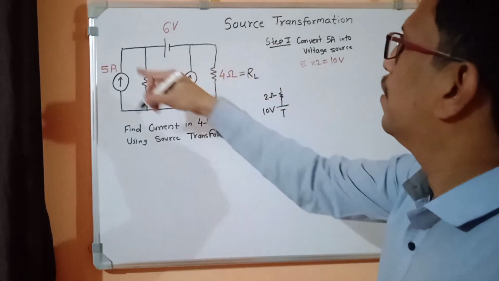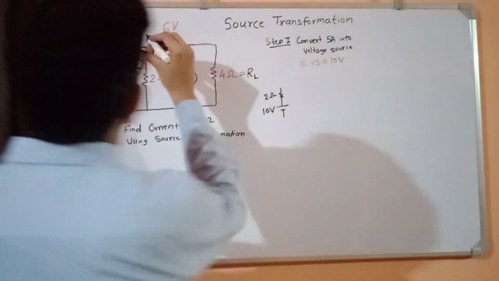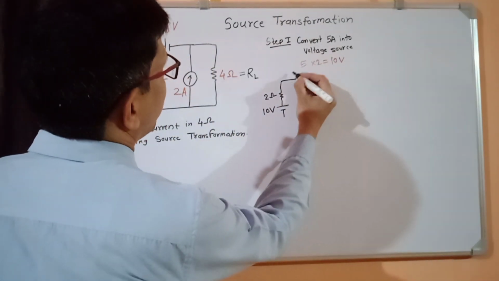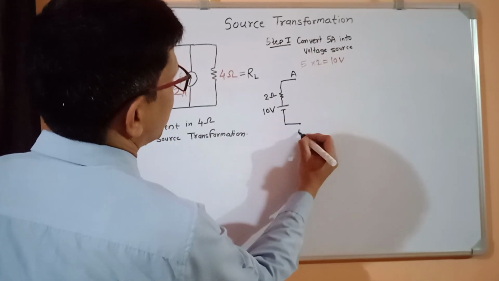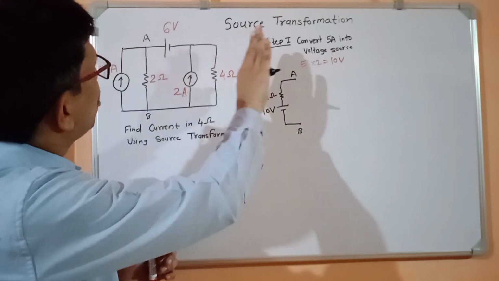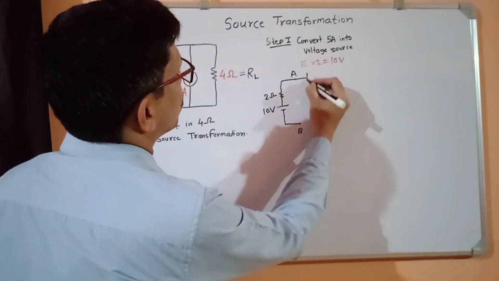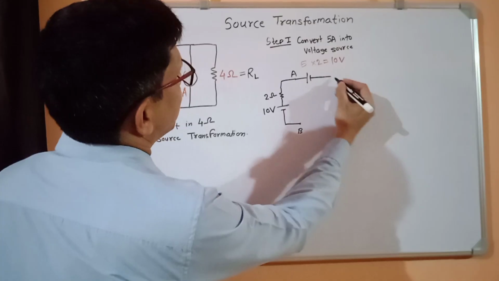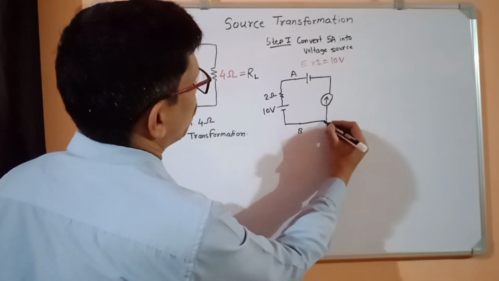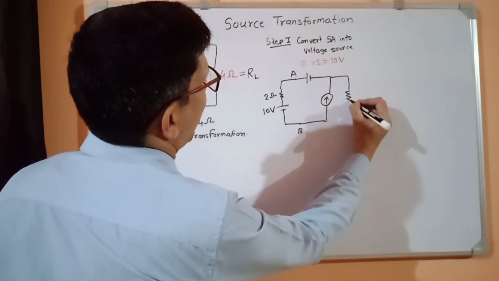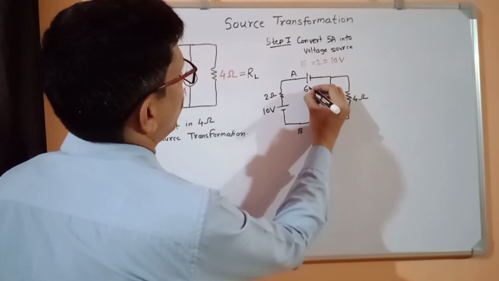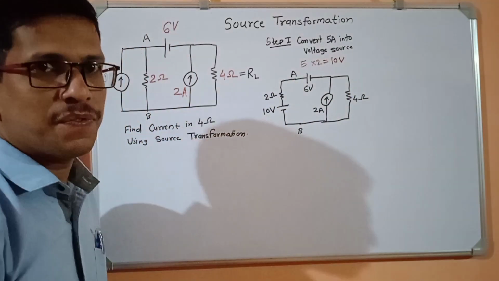Further we solve this problem. So here we will show the A and B terminals. The remaining part to the right of A and B will remain as it is. So the 6 volt will remain as it is, this 2 ampere current source will remain as it is, and this 4 ohm will remain as it is.